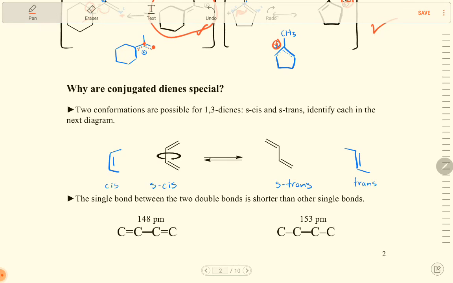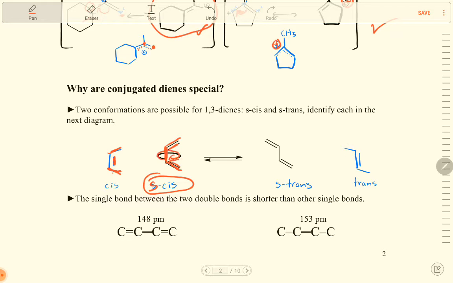Why are conjugated dienes special? Two conformations are possible for 1,3-diene, S-cis and S-trans. And you can identify each one in this diagram. So you can see the cis. This is a cis where two are on the same side. But what is S-cis? There is a single bond and there is a double bond attached. They are on the same side, so that's why it's S-cis. There is a single bond and you can rotate.